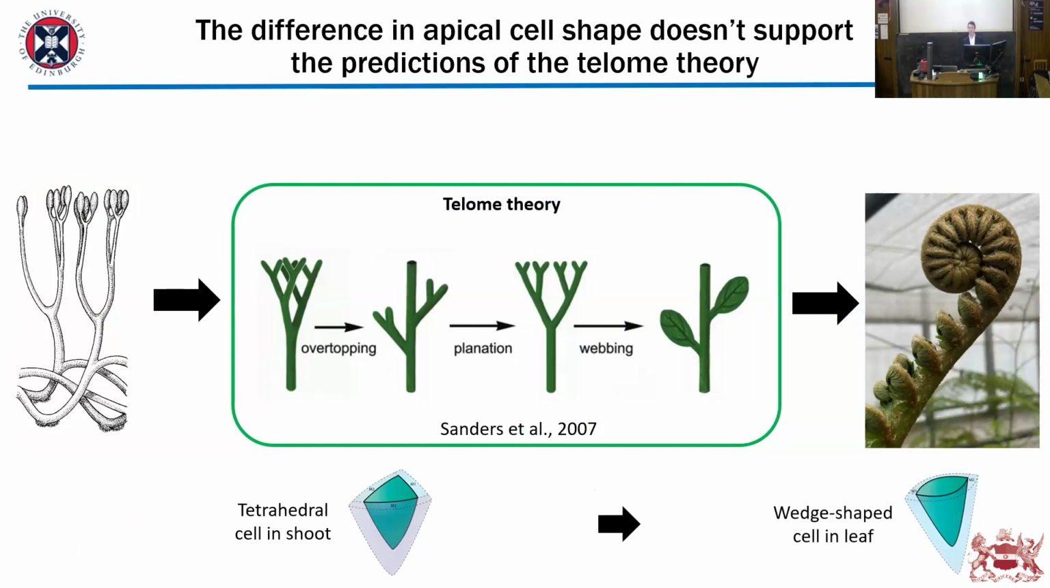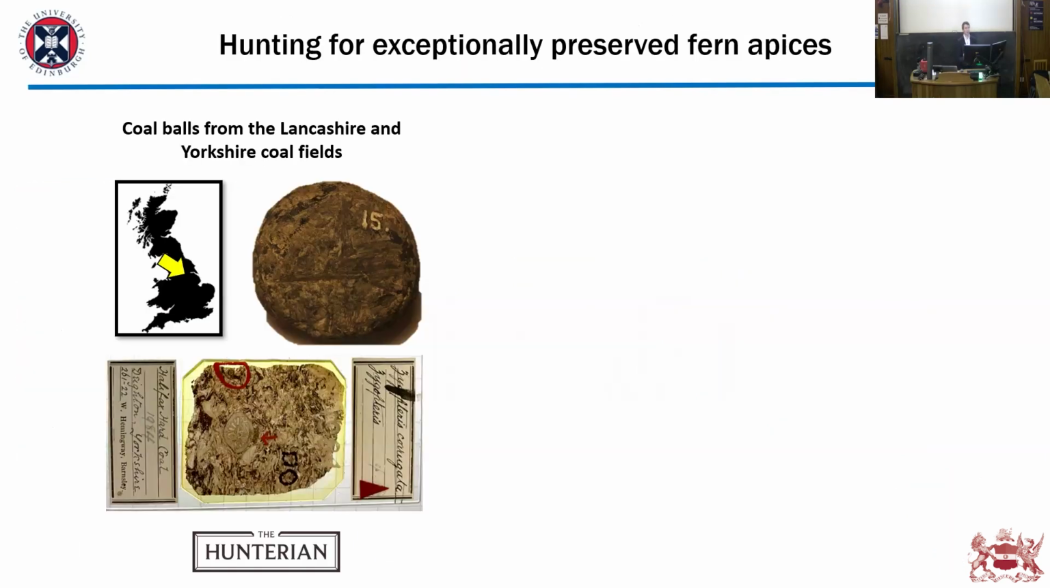Again, to do this, we really need a site like the Rhynie Chert, a site with exceptional preservation, but this time from the Carboniferous. And we're very lucky in the UK to have one of these sites, which are known as Carboniferous coal balls. You can see how they get their name from their ball shapes. They were found extensively in the Lancashire and Yorkshire coalfields during the Industrial Revolution when people were mining coal. Now, what's incredible about these coal balls is when you slice them into thin sections and examine them under the microscope, they're preserved with exceptional levels of preservation.